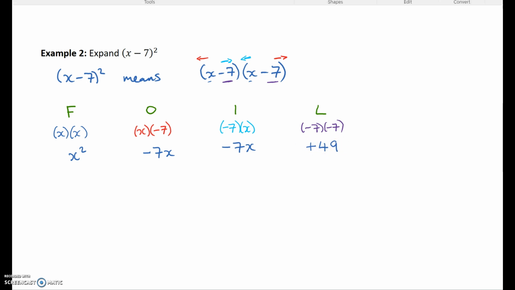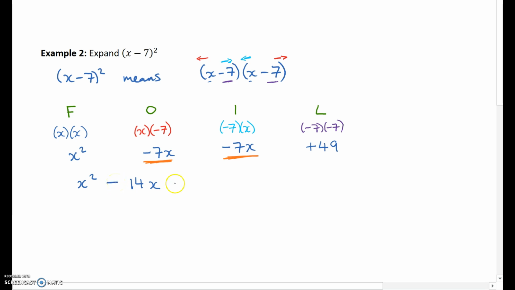Now you do have like terms, and be careful to resist the temptation just to cancel them out, because you can't do that. It's going to be x squared. Now minus 7x and minus 7x, they're both x's, same exponent, 1. So we add the numbers because they have the same signs. So 7 and 7 is 14, and we keep the sign, so it's negative 14x plus 49. Okay, and that's the correct answer.